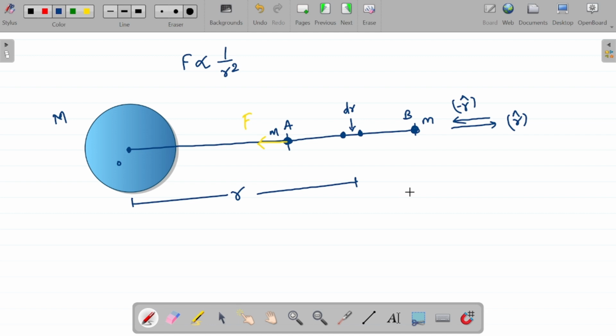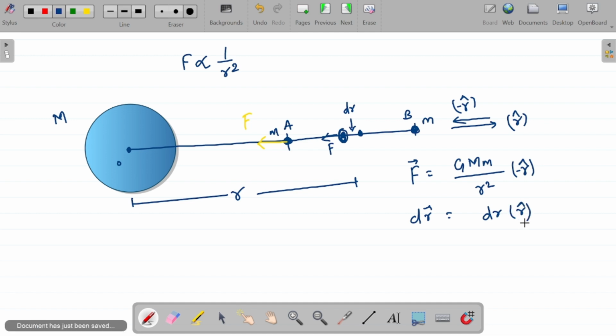So now we have the gravitational force, and we can write GMm by r square if this body is at this point. So the gravitational force acting on this body, let's say this is F, is GMm by r square, and we can write the unit vector here. So this is along negative r cap. Now, what about dr, the small displacement? A small displacement vector will be dr along positive r cap.